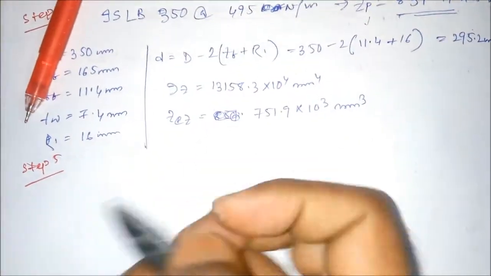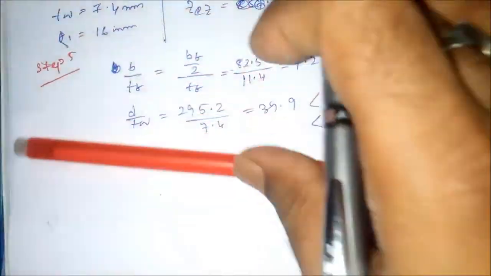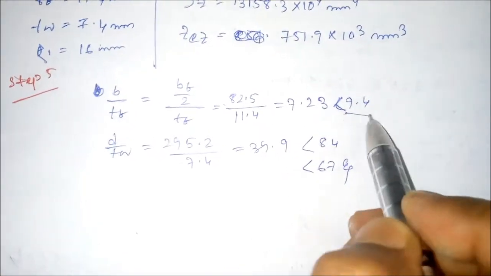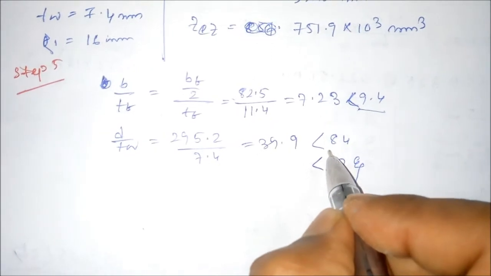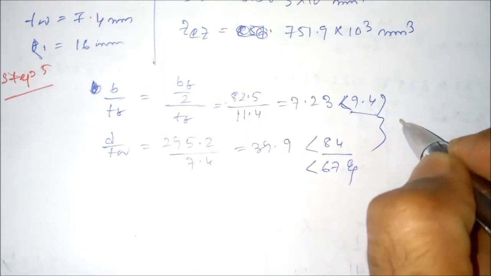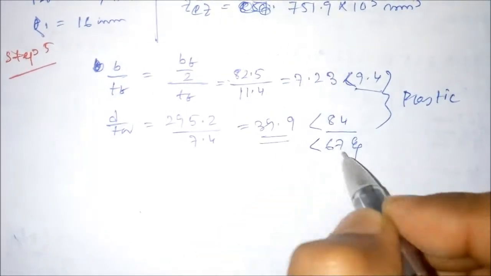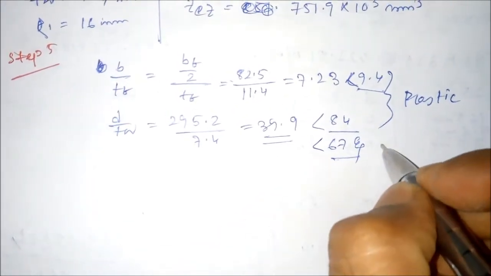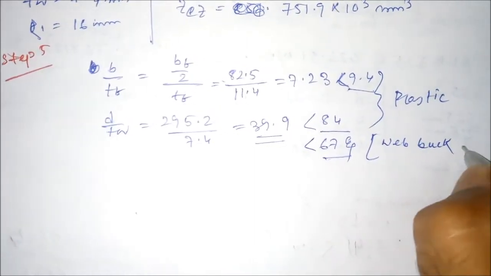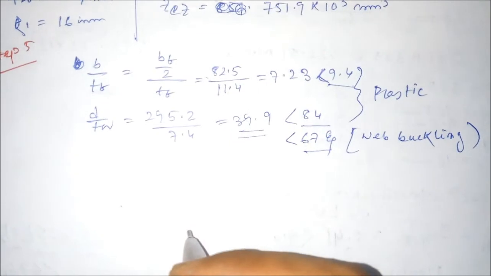You have to classify your section. You have to find out some ratios, and these are the ratios, and this is again coming lesser than 9.4. This is again coming lesser than 84. So this will be a plastic section again, right? And because d by tw is lesser than 67 epsilon, the web buckling check we may skip, right?